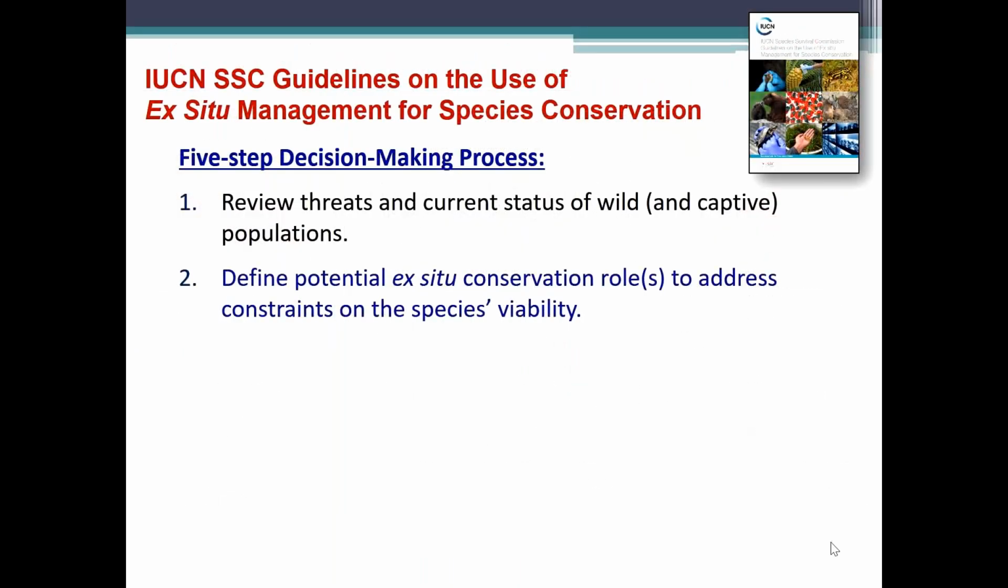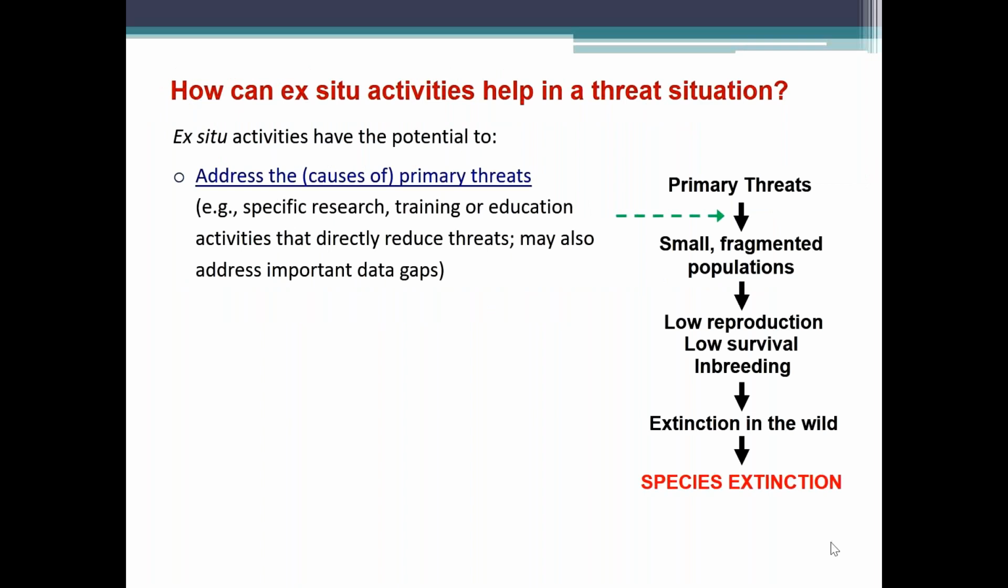So once you understand the situation in the wild and what's threatening the species, kind of the first part of that flow diagram I mentioned earlier, you can then start to look at, are there any potential ex situ conservation roles that could address some of those threats or constraints on the species' viability in the wild? So there are 4 different ways that ex situ activities might be able to help, and I'm going to give you some examples of each of these 4, but there's much more detail presented in the ex situ guidelines themselves.